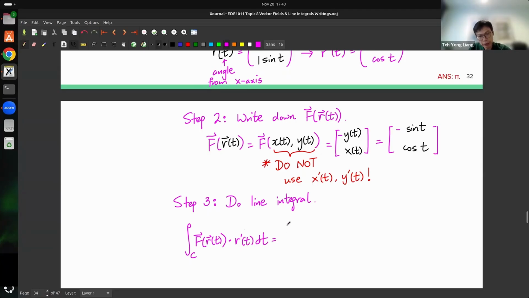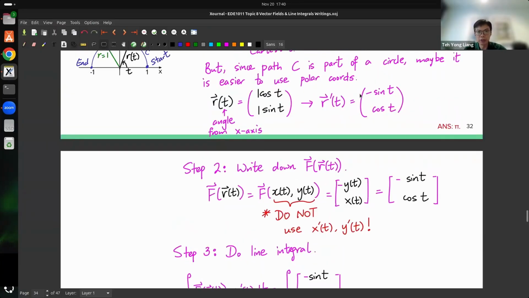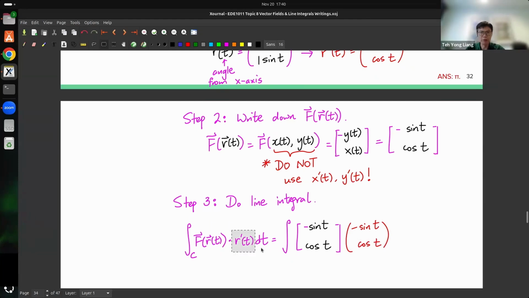Okay, then I have to write down the F and R prime first. Then we have to evaluate the limits. The limits are also important. So R prime is this guy. I think I'd better use a different color. So this is my R prime in red color. Then integrate this dot product with respect to dt, with respect to t.